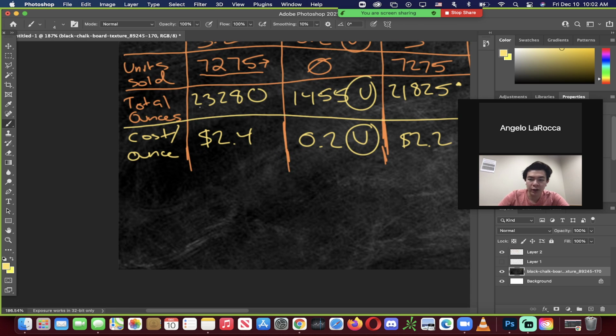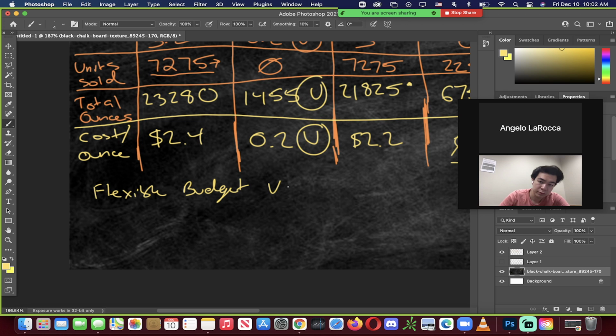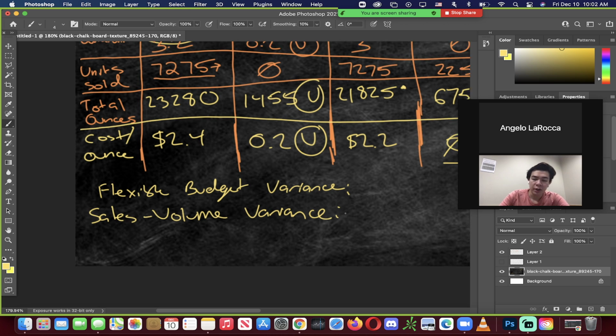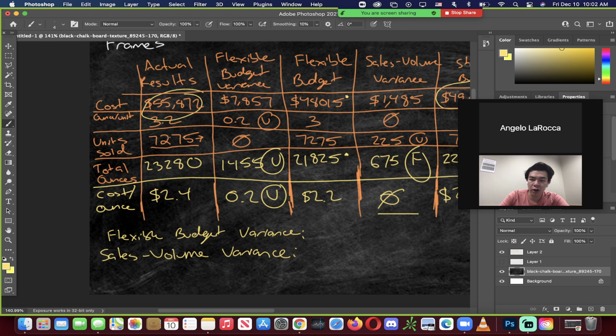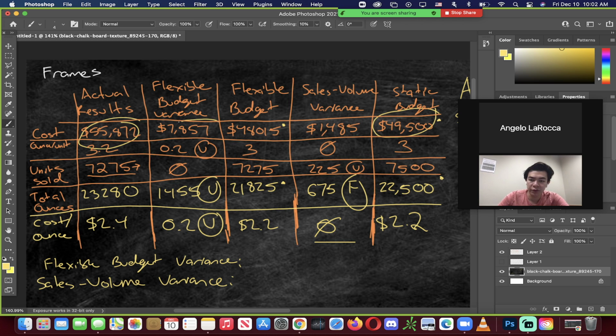And the other 2 variances, we're going to have a flexible budget variance and a sales volume variance. And these are actually really easy. All you gotta do is look at your chart and look at your cost and just pull these 2 numbers. You're gonna pull this number right here, and you're gonna pull this number right here.